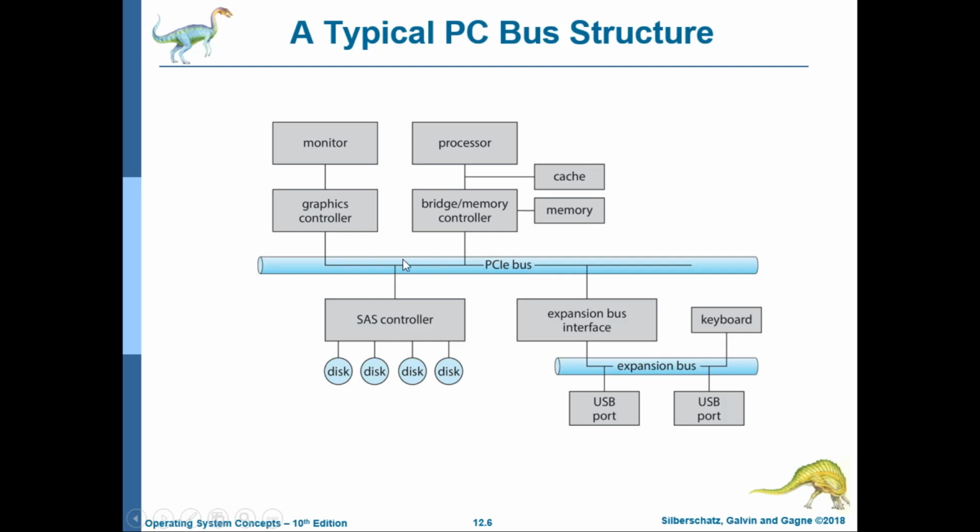So for example, our monitor is connected to the PCIe bus by means of a graphics controller, and then the processor, the cache and memory are connected through the bridge or memory controller. And then for the disk, we have the SAS controller. And then for our expansion bus interface, as I've said, it is where the keyboard, serial, and USB ports are connected. So from this interface, keyboards and other USB ports are also connected by using the expansion bus. So this is the typical PC bus structure.